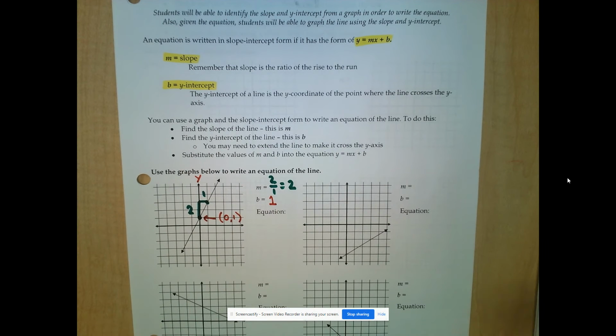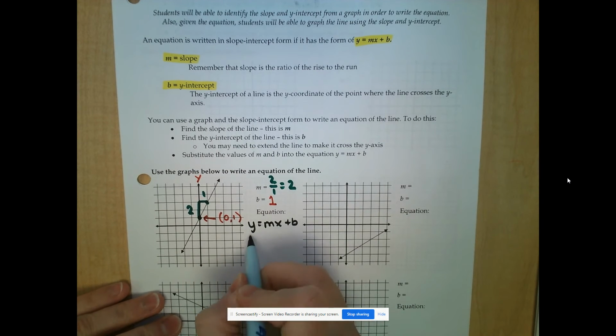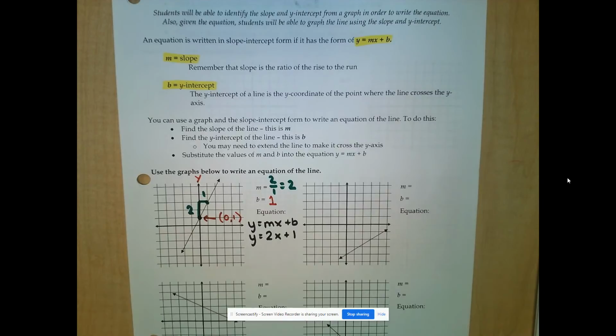You then just have to plug those into the right spots. So the equation is y = mx + b. In this case, y = 2x + 1. And that's really it. That is the whole concept. So we'll do a few of these.